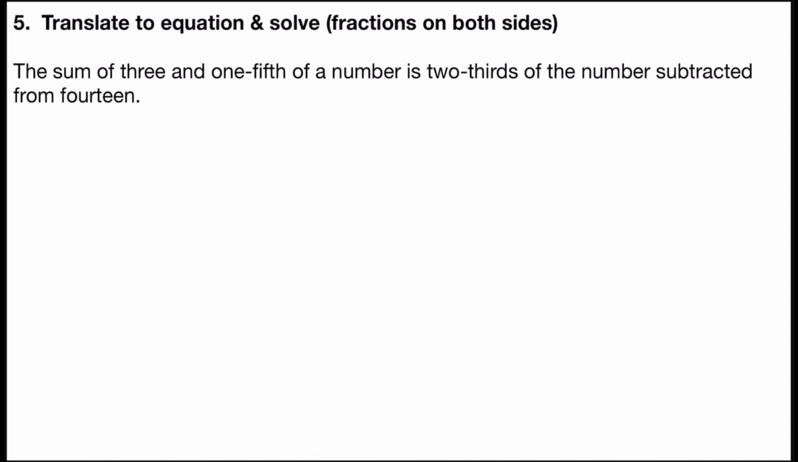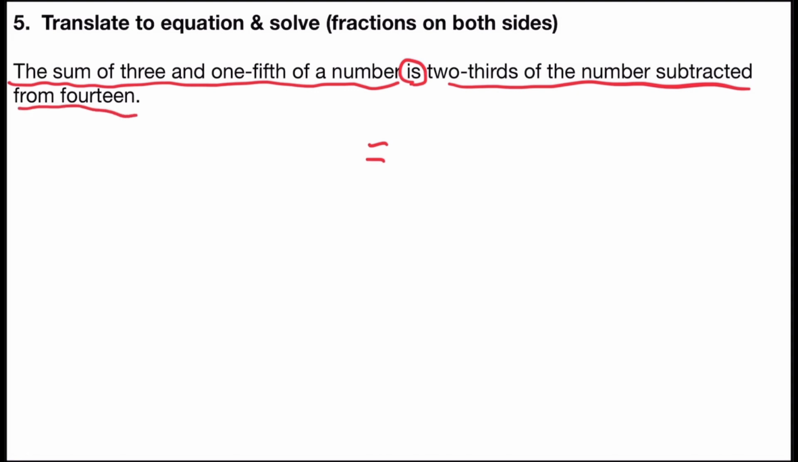First, I'm going to find my equal sign. Here's the word is. So I know that's going to be my equal sign, and it's going to separate the expression on the left side from the expression on the right side. The expression on the left side says the sum of 3 and 1/5 of a number. So I'm going to look for the words than or from to see if there's a reversal. No than or from. Then I'm going to look for words like sum of, product of, difference of, quotient of, in order to know that I have to open up a set of parentheses.